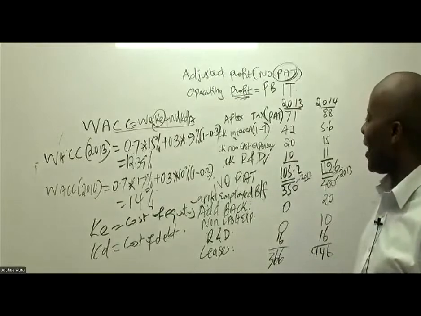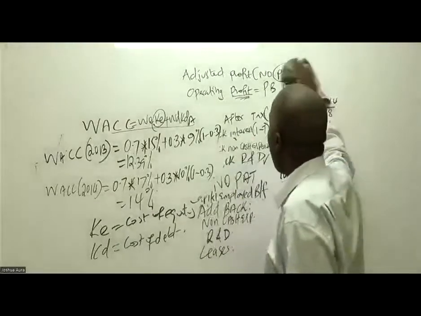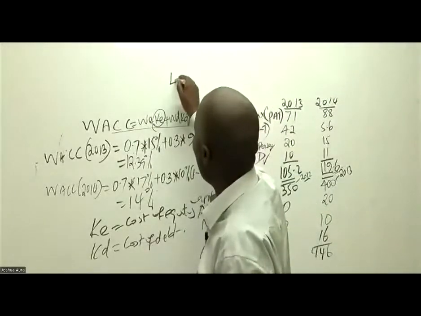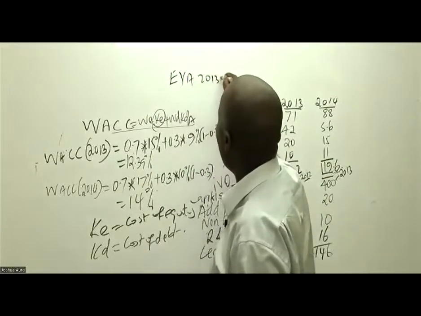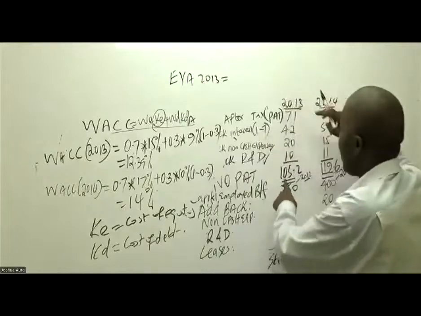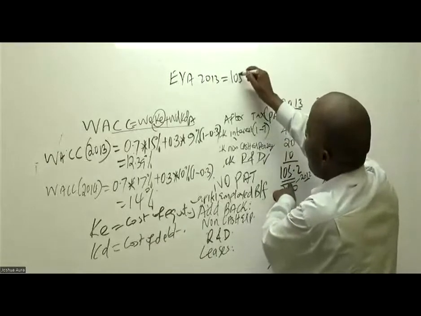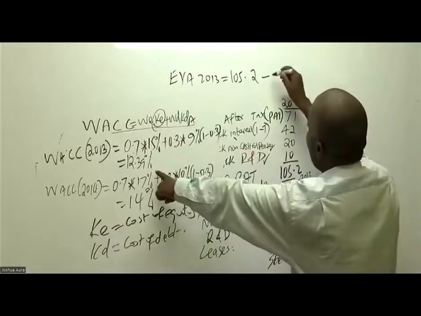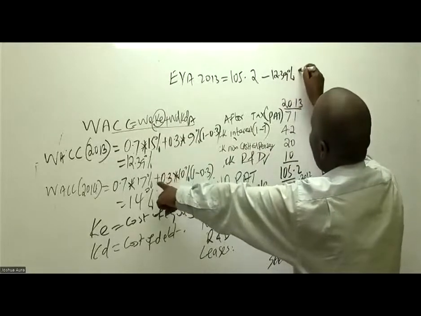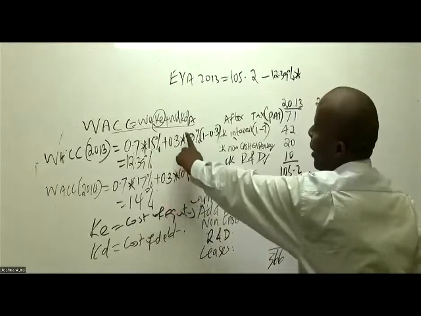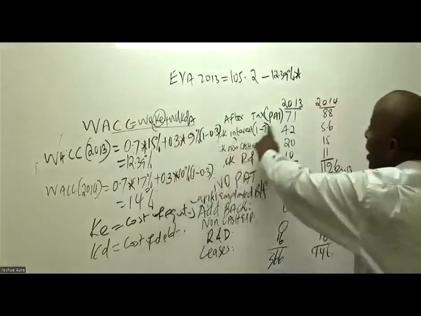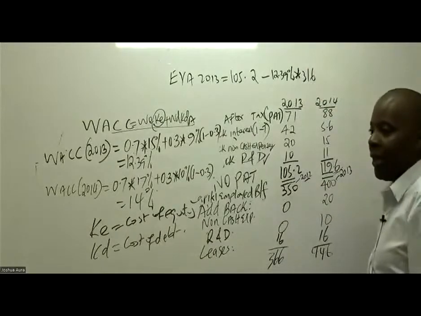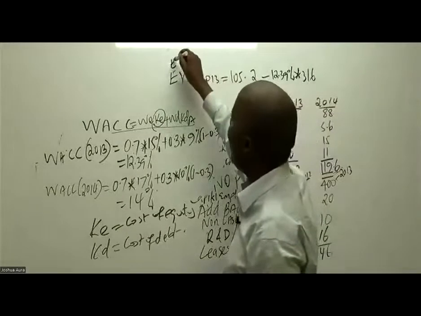Now, ladies and gentlemen, after that we should be able to get what we call EVA. So come and give us EVA for 2013. The NOPAT for 2013 is 105.2 minus WACC of 2013, which is 12.39%, multiplied by the capital employed in 2013, which is 316.